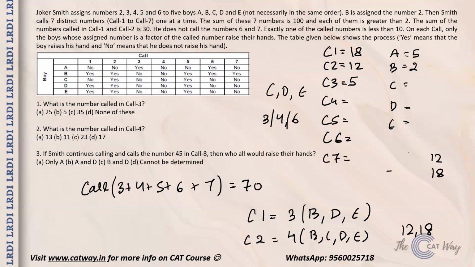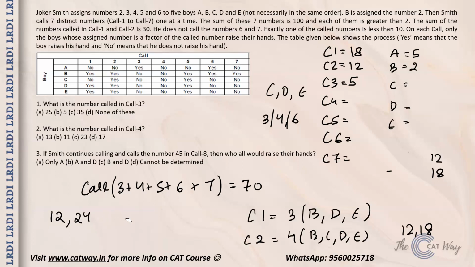Now come to C5. For C5, everyone has raised their hand except the person A, who has been assigned number 5. So it is a multiple of 2, 3, 4, and 6. What are the possibilities of being a multiple of 2, 3, 4, and 6? If it has to be a multiple of all, the lowest multiple is 12. Apart from that, it could be 24. Apart from that, it could be 36.